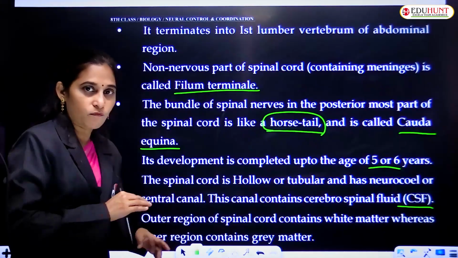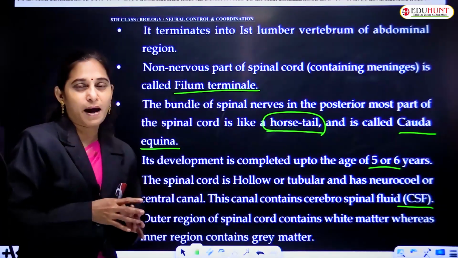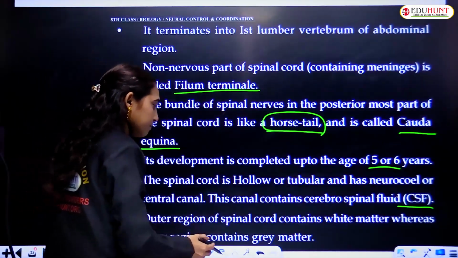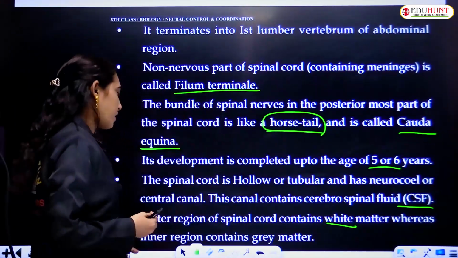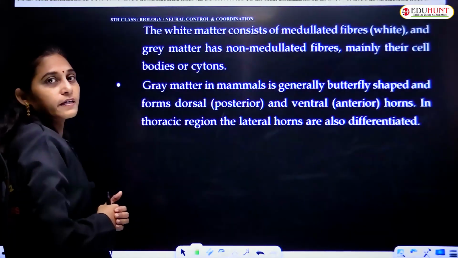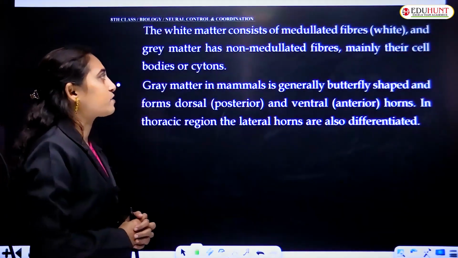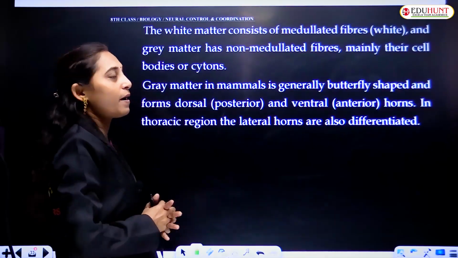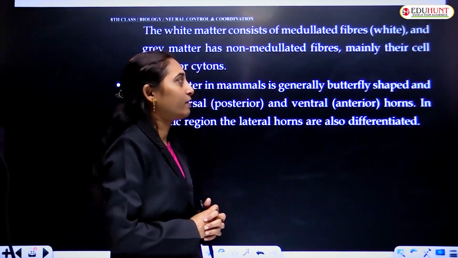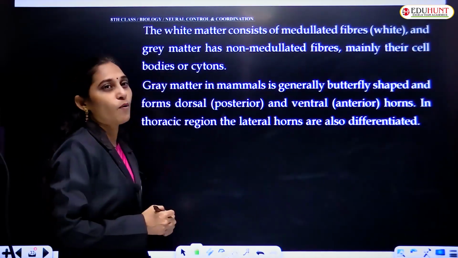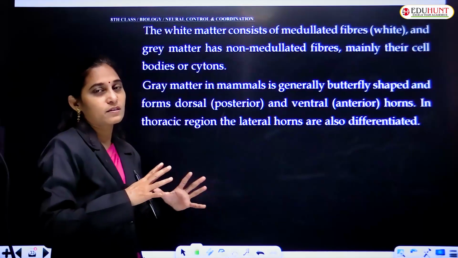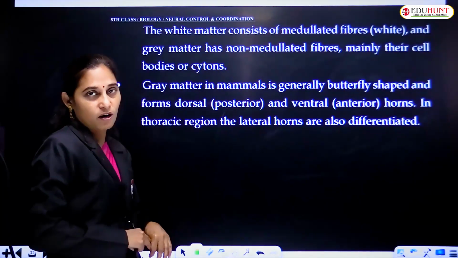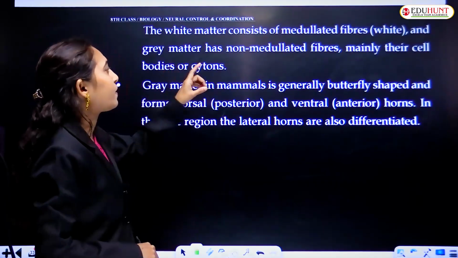And the outer region of the spinal cord contains white matter, whereas the inner region contains the grey matter. Yes, white is present outside and the inner contains the grey matter. White matter consists of medullated fibers, that is white fibers, and the grey matter contains non-medullated fibers, and mainly their cell bodies, the cytons. Cytons are the cell bodies and axons are the extension, fiber-like structures of the neurons.